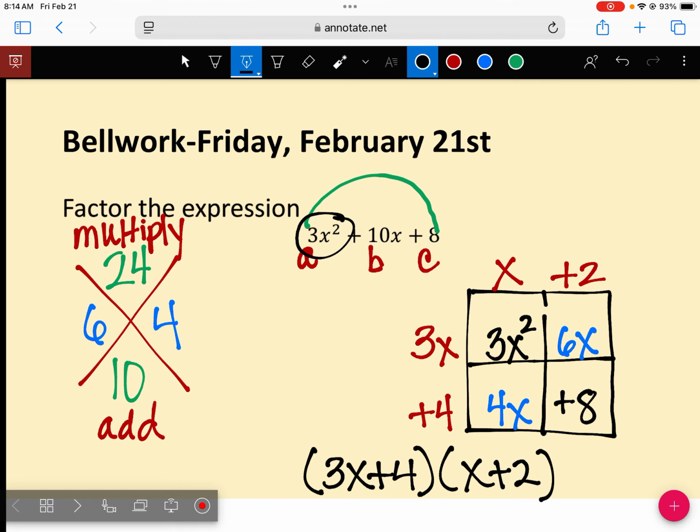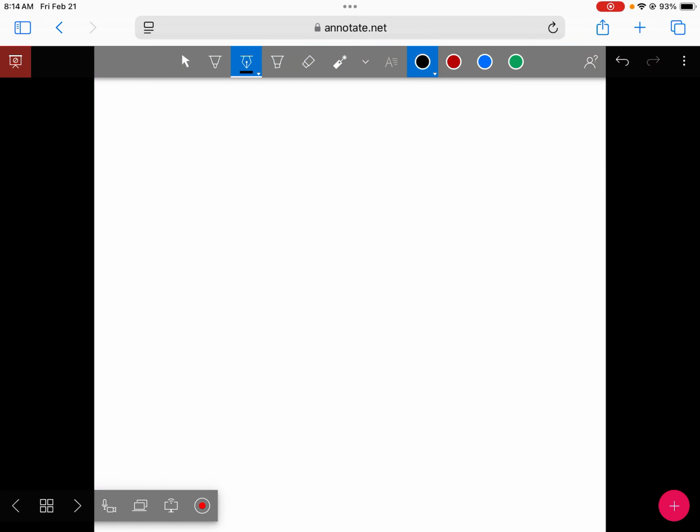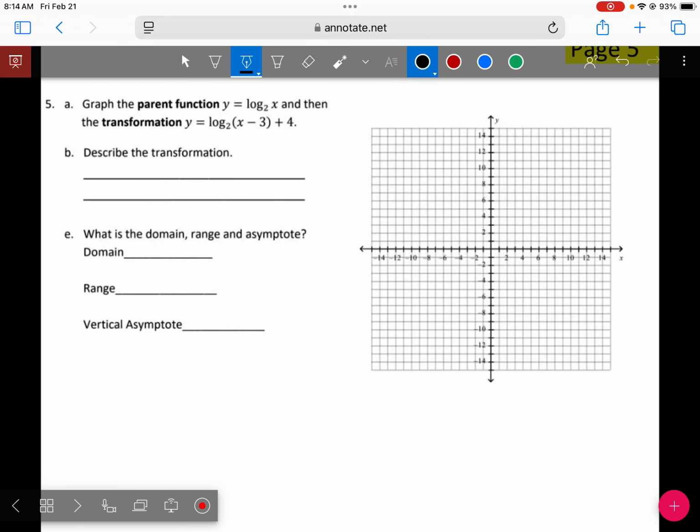Oh, there we go. All right, so let's take out our notes. I think we're on page 5. We're going to do one more graph, and you should have time at the end of class to finish your homework. So in our notes, we're on page 5.